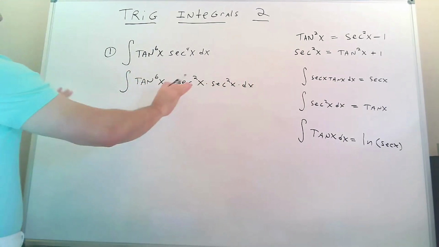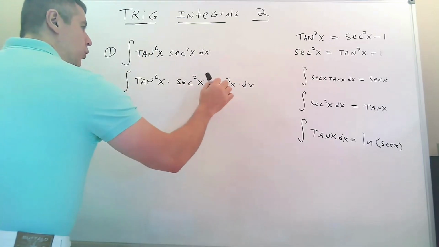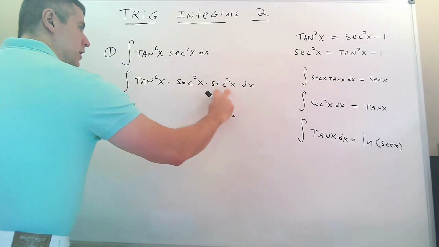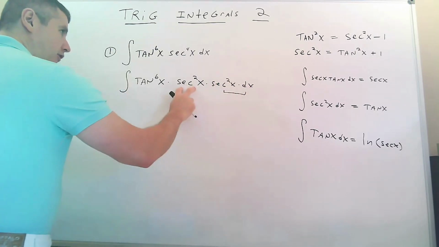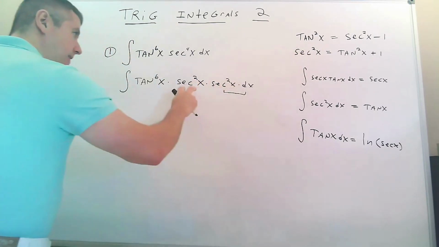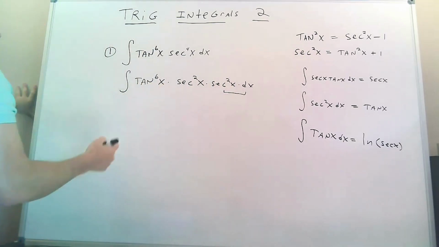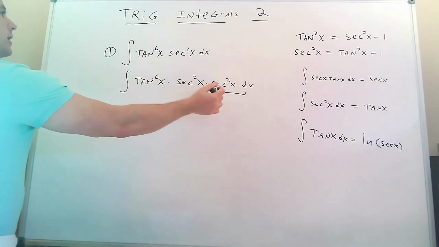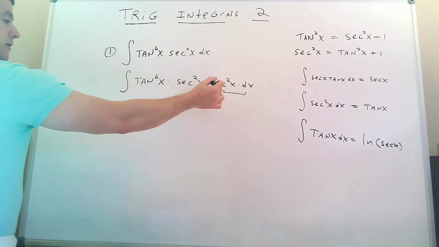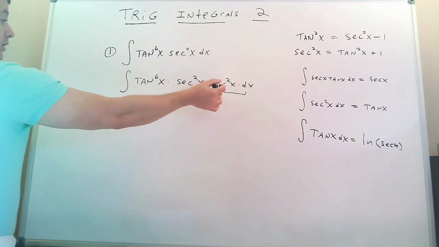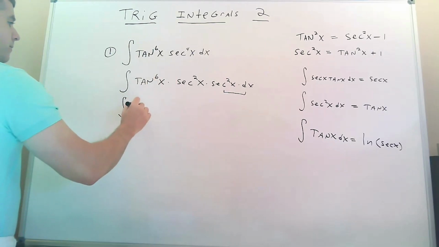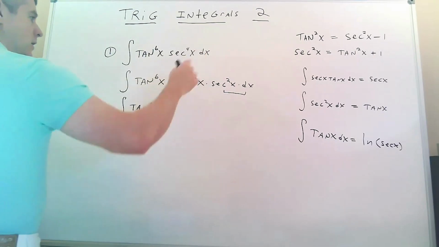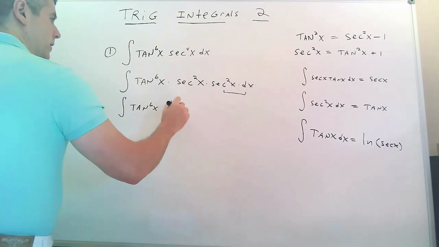Now it looks strange. Like, what? I got 2 of them. Only one of them is going to be the du, right? This one here that I pulled off is going to be my du. This one has to get replaced with the identity. My u is going to be tangent, right? If you're going to pick secant squared as the du, that means that the u had to be tangent. So then you're going to go and replace secant squared with its identity, which is tangent squared plus 1.